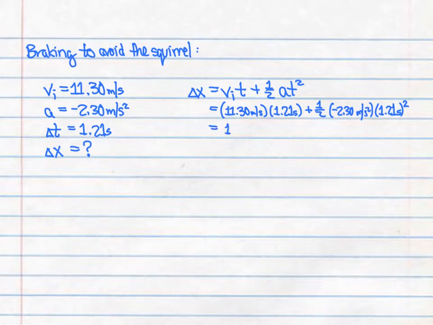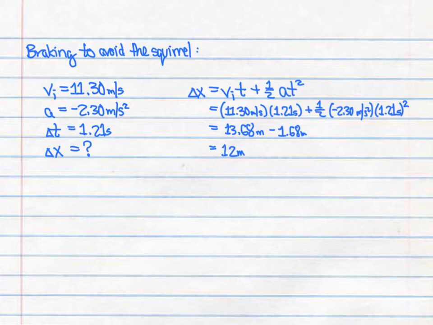All right, that's going to reduce to 13.68 meters minus 1.68 meters with some rounding there. So we're going to get about 12 meters it took our car to brake to avoid the squirrel.